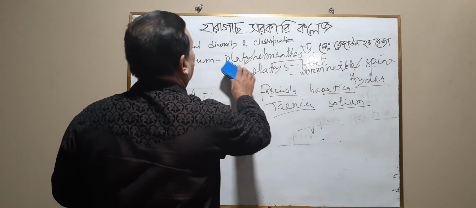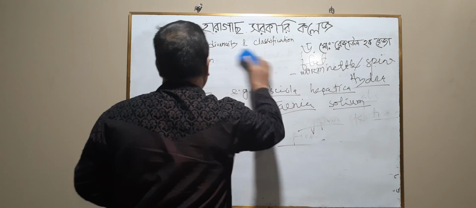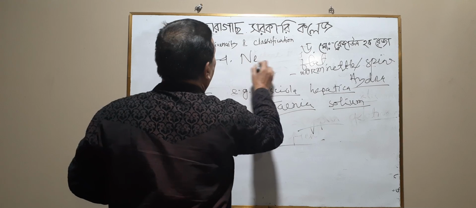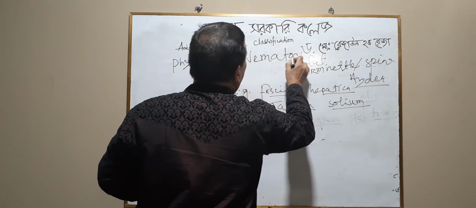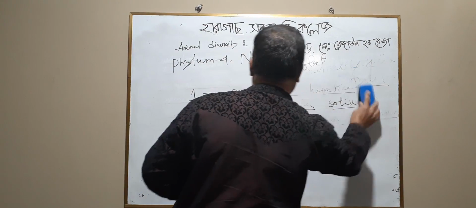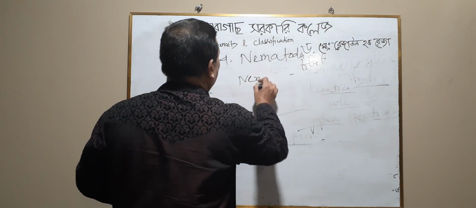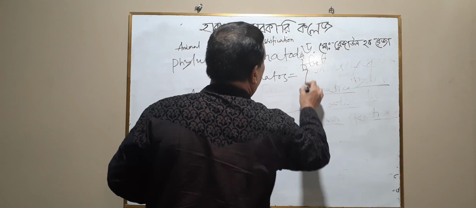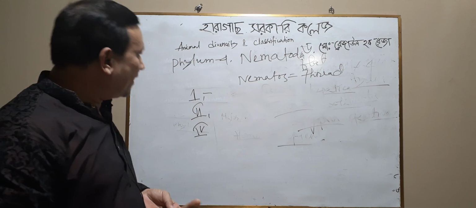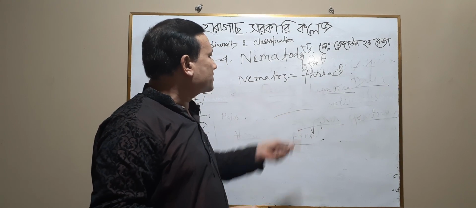Now we see the major phylum number 4, Nematoda. Greek word nematos. Nematos meaning thread. Helminthes, worm. The animals of this phylum are commonly known as threadworm.